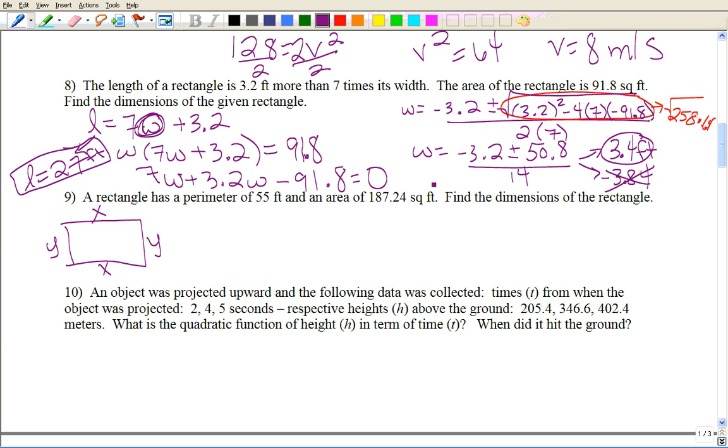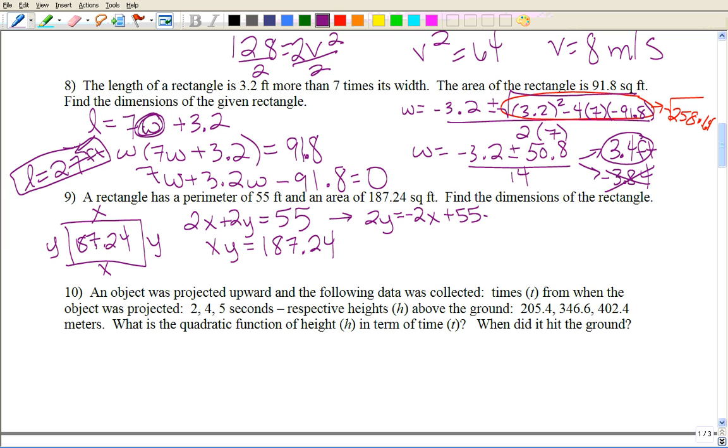My area is 187.24. So if perimeter is x plus y plus x plus y, in other words, 2x plus 2y equals 55, and area is length times width, so x times y equals 187.24. So if I want to use these, we could do substitution. I think what I'm going to do is solve both of them for y so that I can set them equal to each other. So for this first one, I'll subtract 2x from both sides, and then divide by 2.